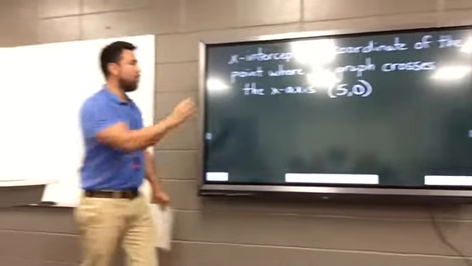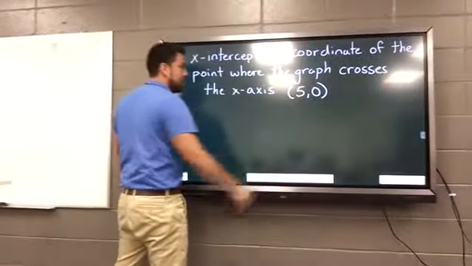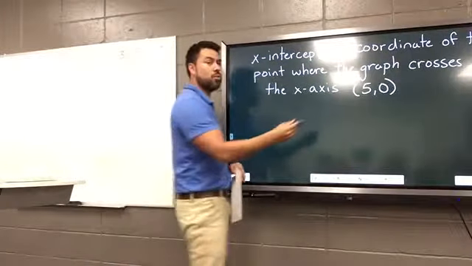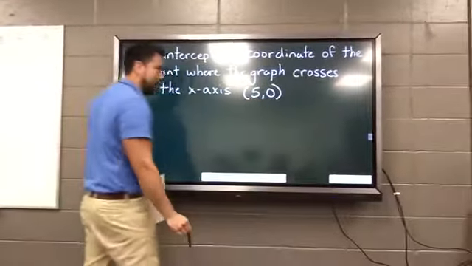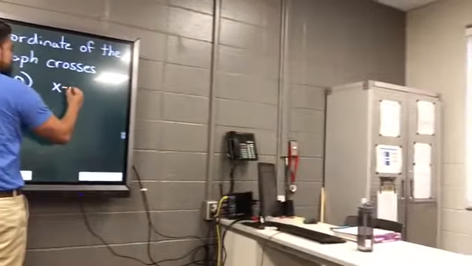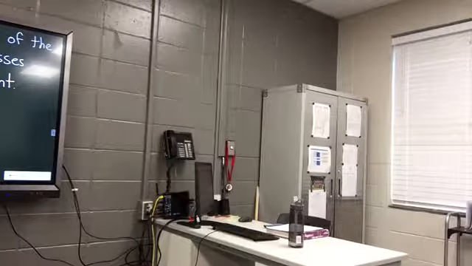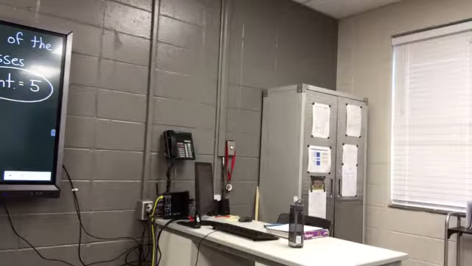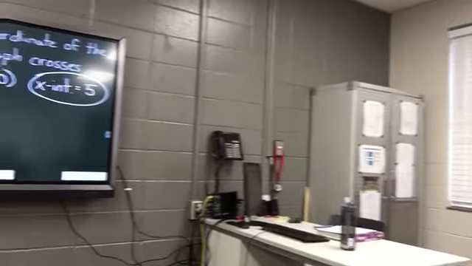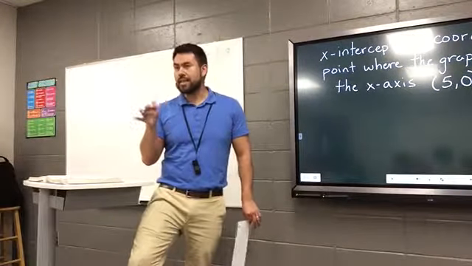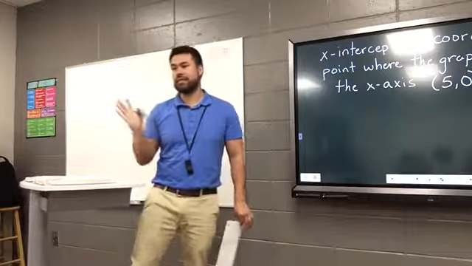Okay, that's the point. The point is 5, 0. But I don't want the point. I want the x-coordinate. What's the x-coordinate of this point? 5. So we would say this. The x, and I'm going to abbreviate here, X-intercept is equal to 5. That's what you want to get down. The X-intercept is equal to 5. That means my line crosses the x-axis at positive 5. That's exactly what it means.